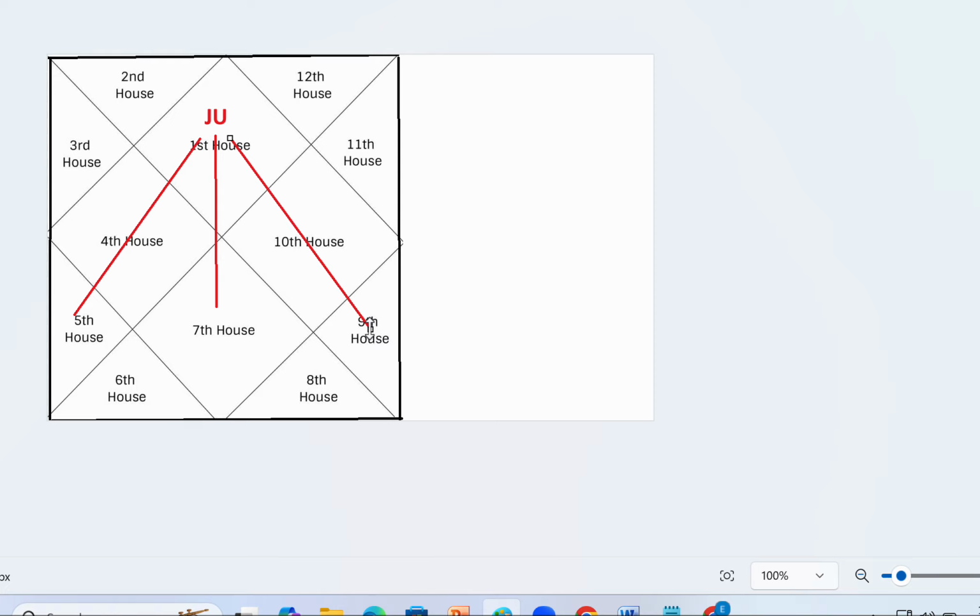Understood, sir? Yes. Also, Jupiter being the 12th lord, it is increasing the expenses due to education, the expenses due to marriage, and expenses or illness for the father. In both houses, Karaka Tattva will be manifested.